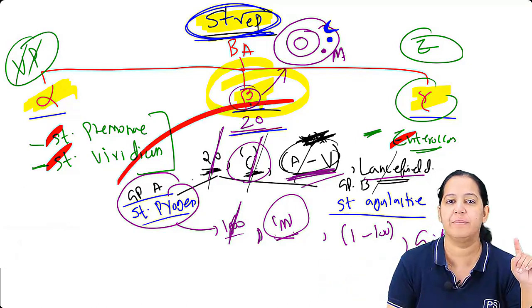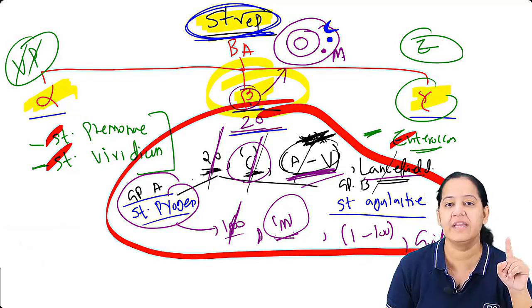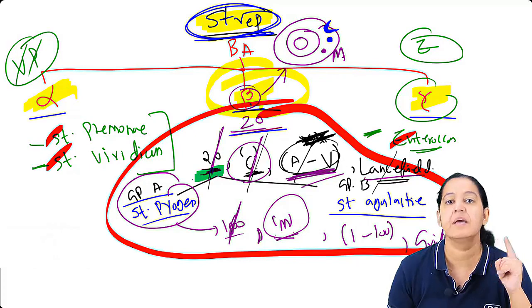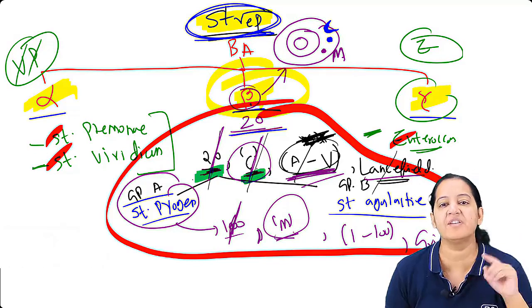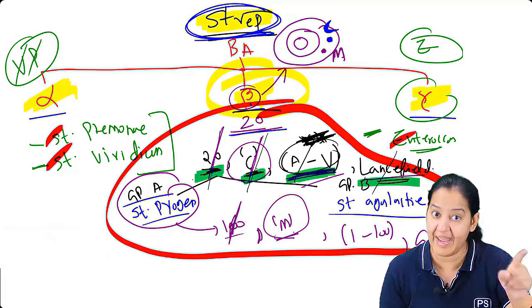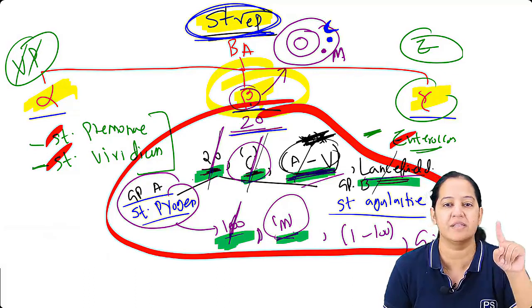Now continue with beta. Listen here, everyone. Beta is of 20 types. The basis of classification is group C carbohydrate in the cell wall, which is of 20 types. The nomenclature is the alphabet A to V, and it is done by Lancefield. Among them, group A is further divided into 100 types. This time, the basis of classification is M protein. This is 20. This is 100.